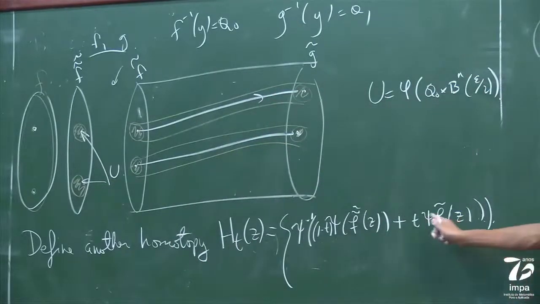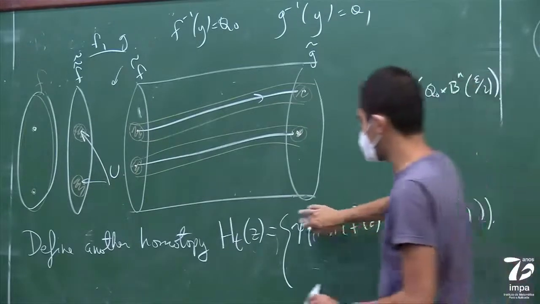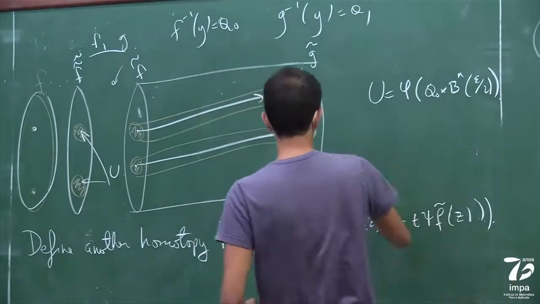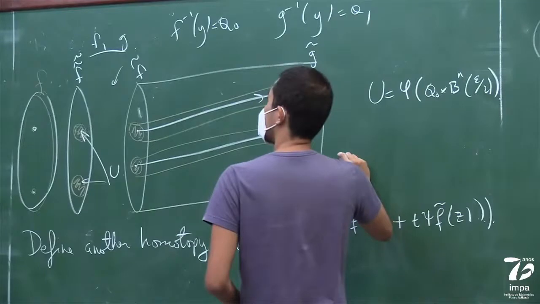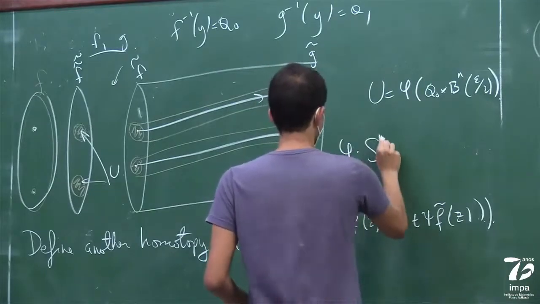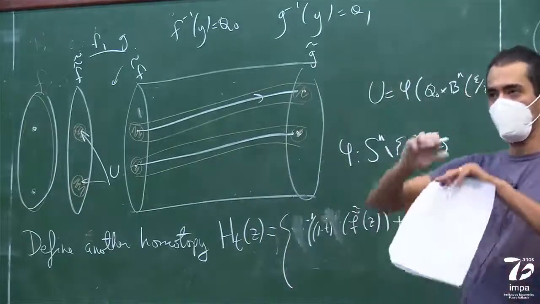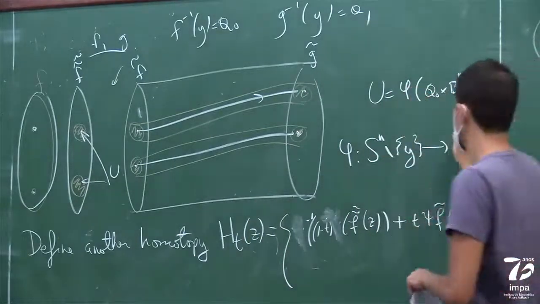So I do the linear thing, but I have to put the stereographic projection. Oh, and sorry, this is not psi. It's a different stereographic projection. So I have to look at, I don't know, phi, which is the stereographic projection now about y and not about minus y. So kind of I flip the stereographic projection.